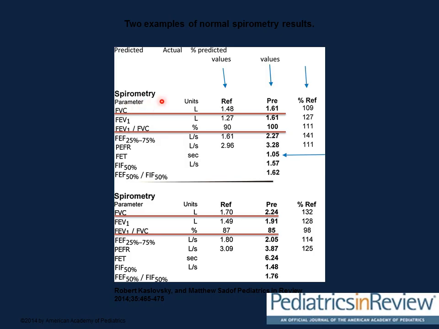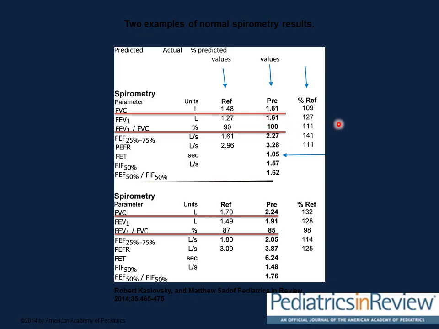This is a very practical way to understand how to read the spirometry. From where to start? As you see here, there are a lot of values. Start with the FEV1 to FVC ratio. So this is where you start. And look at the reference. The reference here is 90. The recorded value here is 100. So you have a normal FEV1 to FVC ratio. Here it is actually higher than the reference.